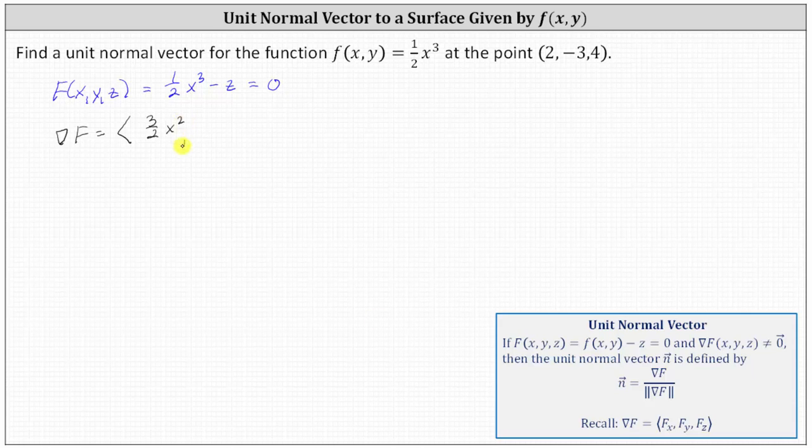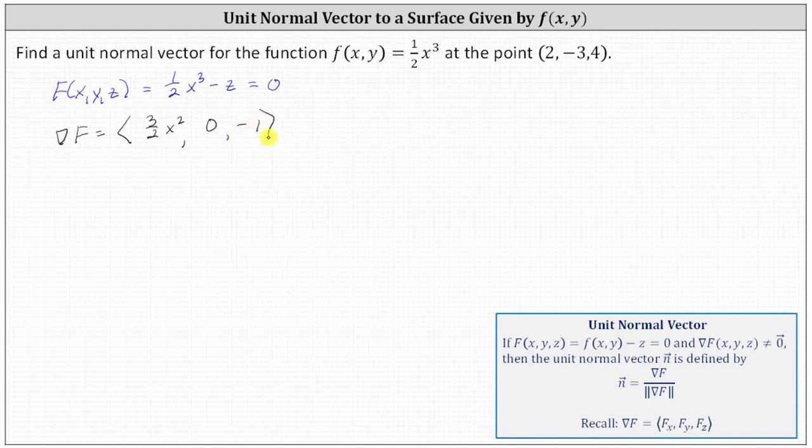The y component is the partial of big F with respect to y. To find the partial of big F with respect to y, we treat both x and z as constants and differentiate with respect to y. The partial of big F with respect to y is equal to 0. The z component is equal to the partial of big F with respect to z, which means we differentiate 1/2 x cubed minus z with respect to z, treating x and y as constants. The derivative of 1/2 x cubed with respect to z is 0, and then minus the derivative of z with respect to z is negative 1.